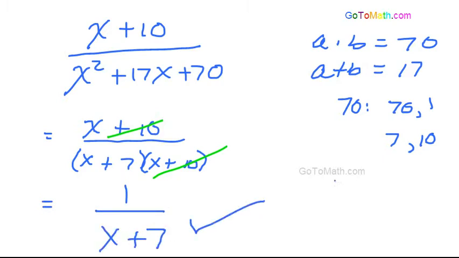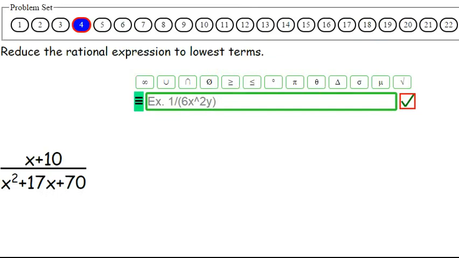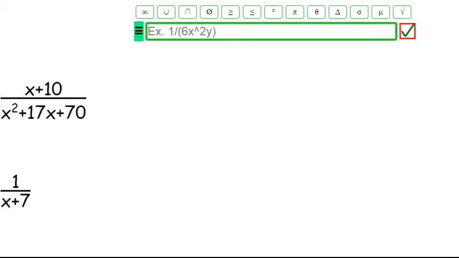How do you like those beans? 1 over x plus 7. Is that how that's supposed to go? How do you like those something? Alright, 1 over x plus 7. There you go. Look at that. Isn't that much nicer?